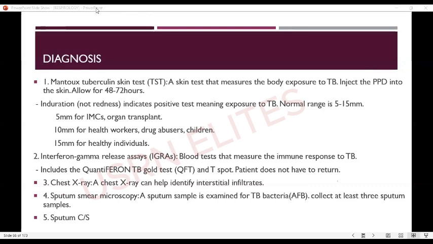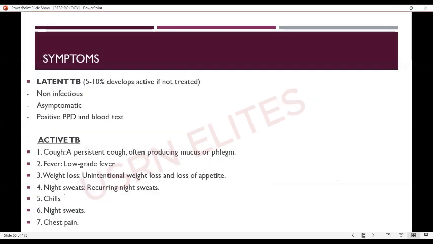Yes, sir. So does it mean that even in the latent stage, the patient can still infect someone? No. Clearly on my screen, they are not infectious. Please, can you see on my screen? Read under latent. They are not infectious.